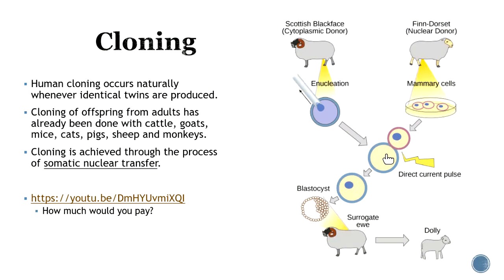Now, once that happens, it triggers mitosis, and we get to the blastocyst, and then that will be implanted into the surrogate. So all the nuclear DNA matches this donor. Any mitochondrial DNA will be from this mother right here. Now this blastocyst is implanted, and eventually you will have an exact clone of the primary donor. So this is a really interesting process. Like I said, we've been doing it for a long time.